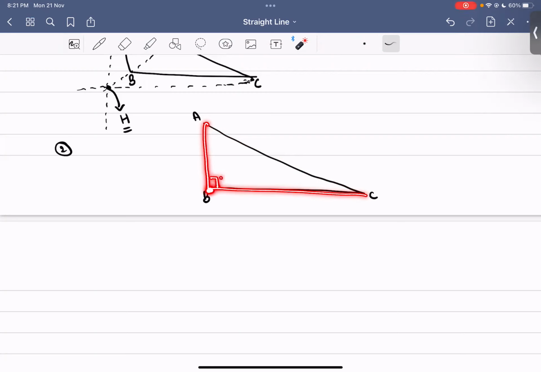Therefore, the orthocenter is just this vertex at 90 degrees for a right angle triangle. Yes or no? This is the orthocenter. For a right angle triangle, the orthocenter is the vertex where the angle is 90 degrees. Next, what is the circumcenter? Where does the circumcenter lie for the right angle triangle?